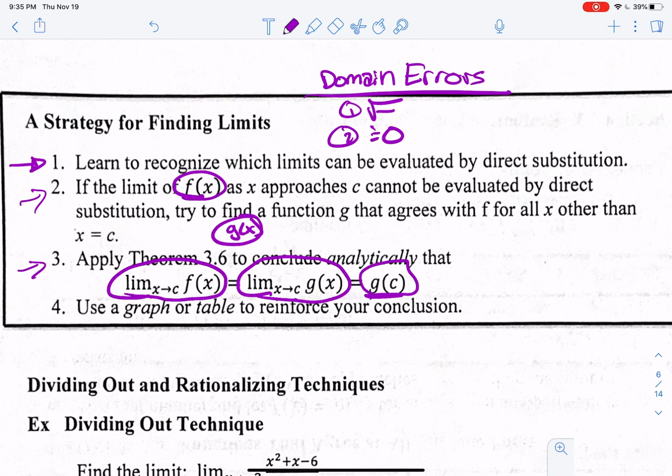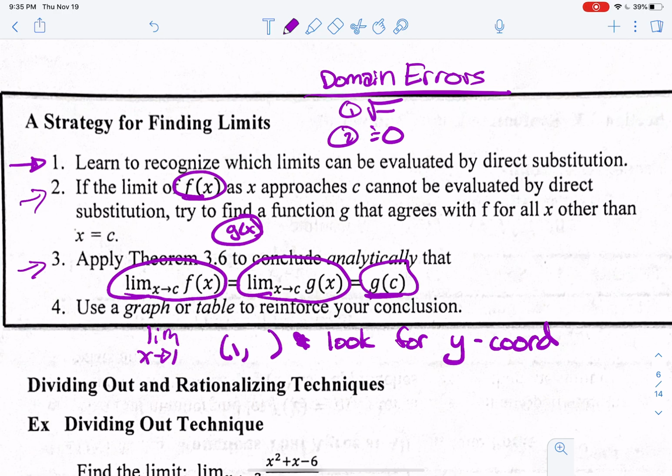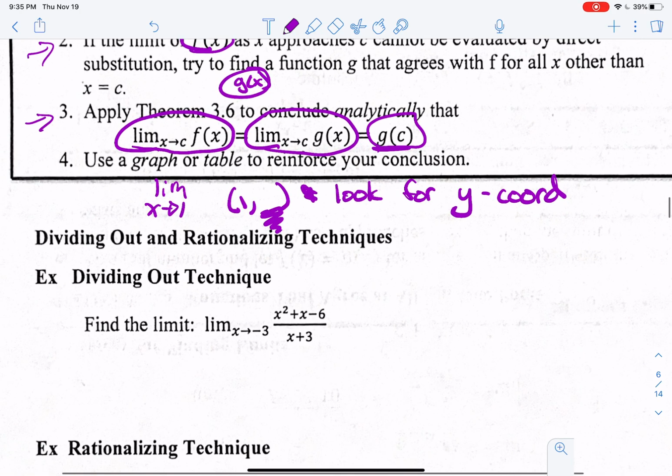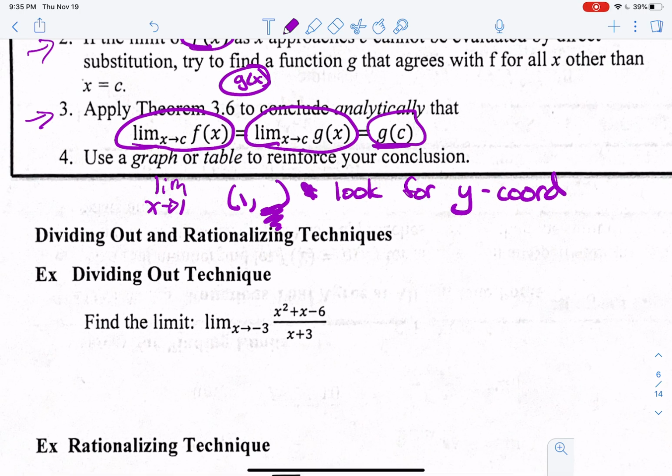Number 4, you can always use a graph or a table to reinforce your conclusions. So you can look at the curve as it's coming in from the right and as it's coming in from the left, and you are looking for the y coordinate. When they say the limit as x goes to, let's say 1, they're saying if the x coordinate is 1 on that graph, what will that y coordinate be? You're looking for that y coordinate. There may be a hole that exists there, but by looking at either side of where that hole exists, it should give you enough to see what y coordinate the hole would have if it actually did.